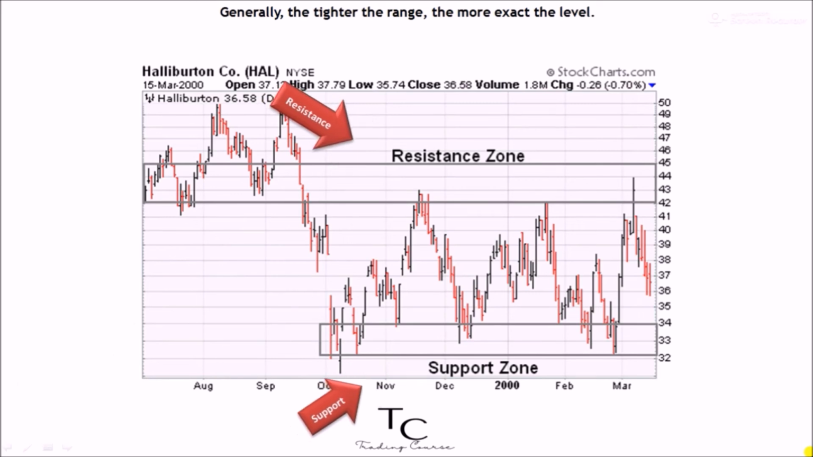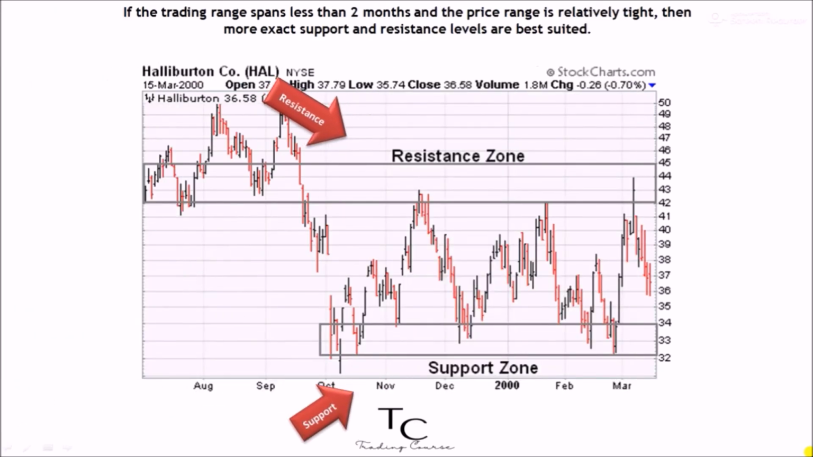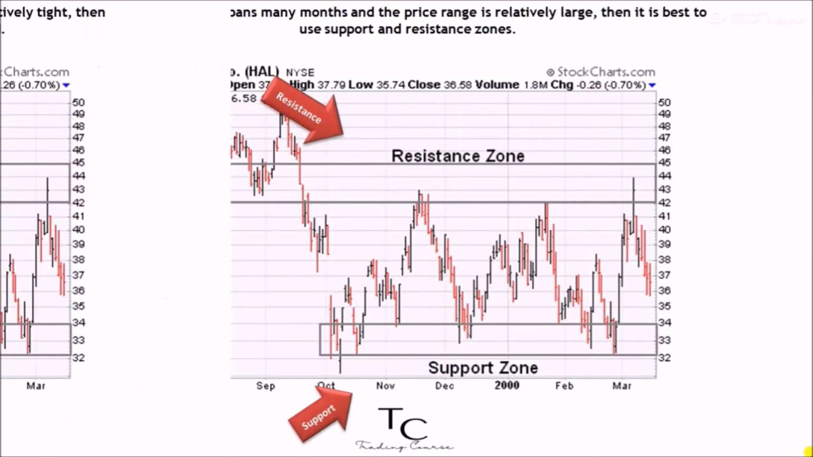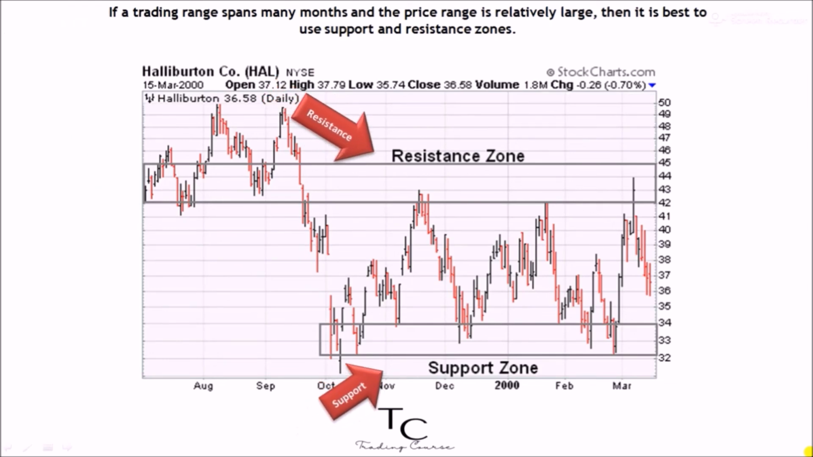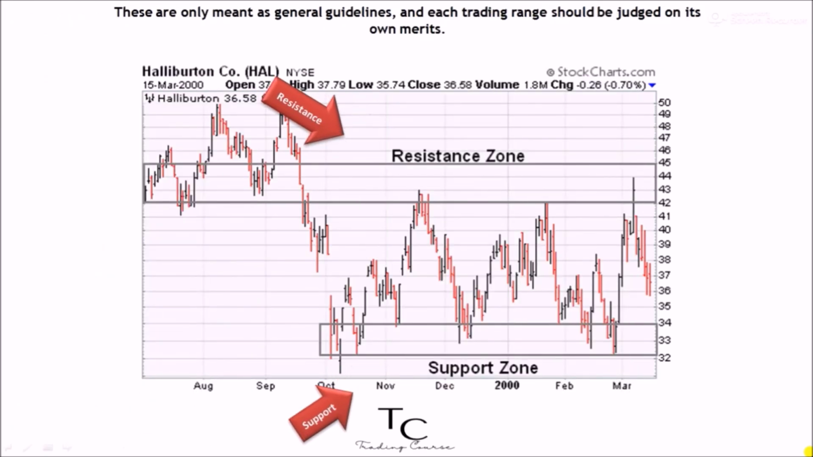Generally, the tighter the range, the more exact the level. If the trading range spans less than 2 months and the price range is relatively tight, then more exact support and resistance levels are best suited. If a trading range spans many months and the price range is relatively large, then it is best to use support and resistance zones. These are only meant as general guidelines, and each trading range should be judged on its own merits.